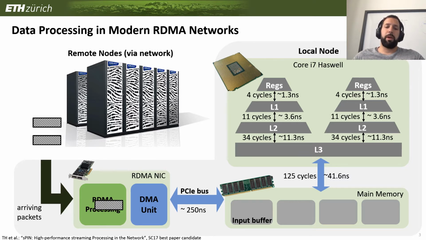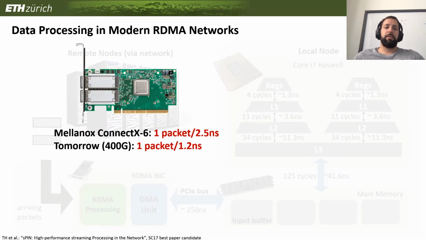The key about RDMA is that the CPU is not involved in receiving the packets and putting them into main memory. This is all done by the RDMA NIC. Eventually, those packets will be consumed by the CPU, but until that point, it's just offloaded to the network card. RDMA, as deployed today, is able to do that at a very high speed. If you consider a Mellanox ConnectX-6 card, we receive roughly one packet every 2.5 nanoseconds. And soon, with 400G available, you'll get roughly one packet every nanosecond, which is massive speed.